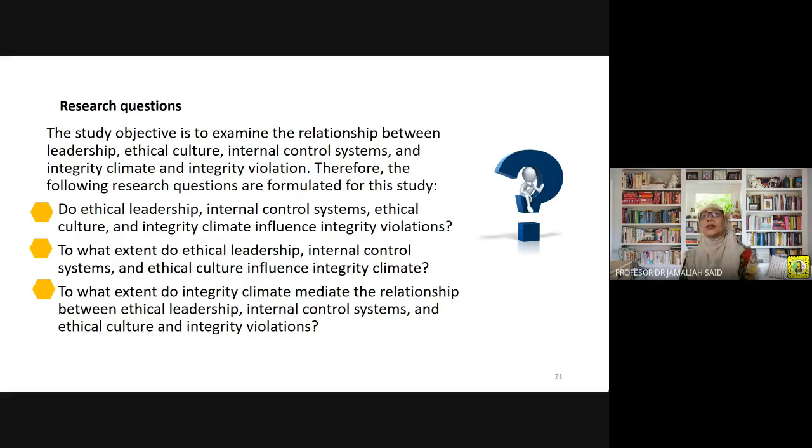Again, so this study, okay, now from that research objective just now, actually this is the research question. The study objective is to examine the relationship between the three elements just now on integrity violation. So what is the research question? For the research question, they just put the question mark. Does ethical leadership, internal control system, ethical culture, and integrity climate influence integrity violation? Okay, so there is a question mark.